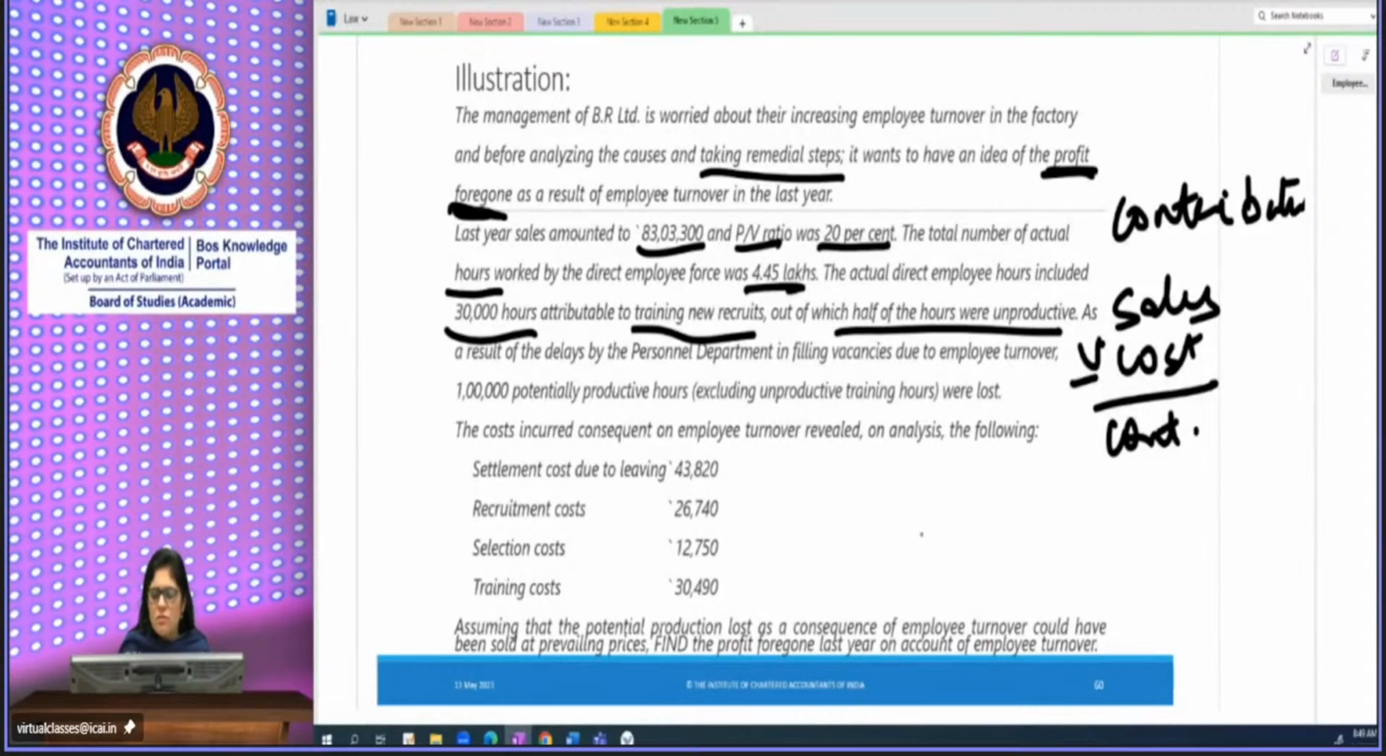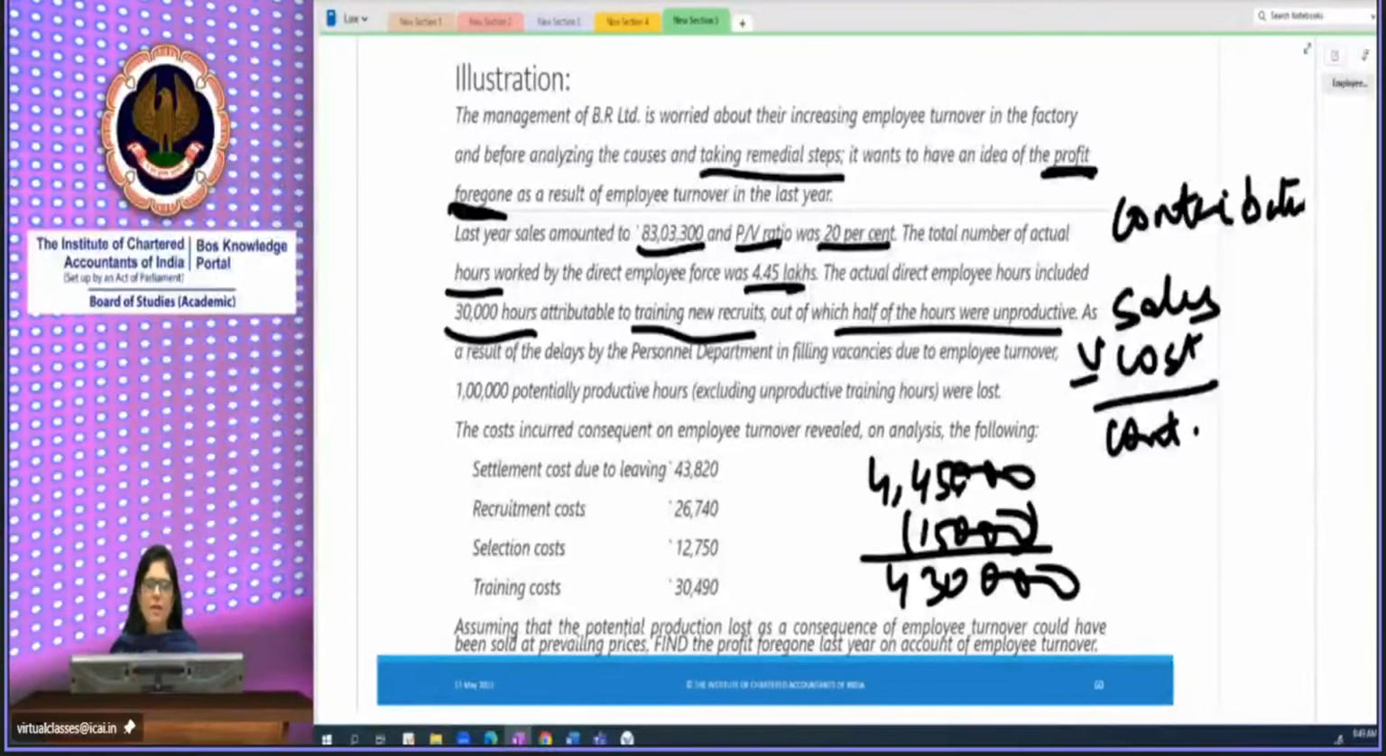All right. So 4,45,000 total hours less 15,000 unproductive hours. So total productive hours are 4,30,000. Actual hours worked were 4,45,000, and actual direct hours included 30,000 for training new recruits, of which half were unproductive. So we have to take 4,30,000 productive hours.